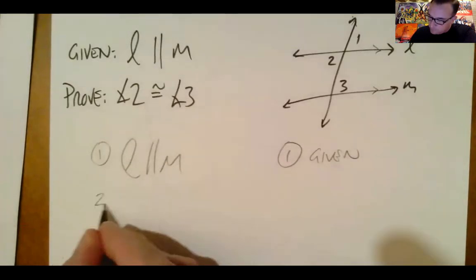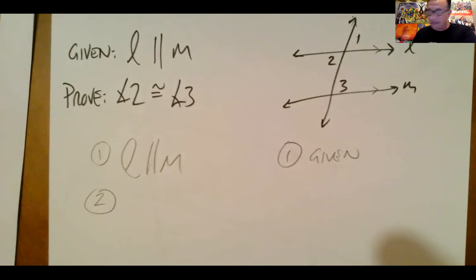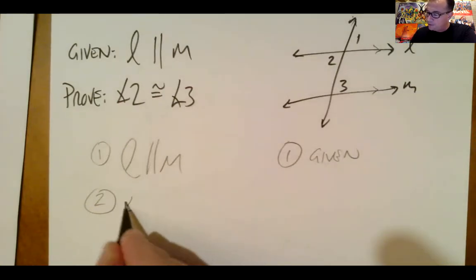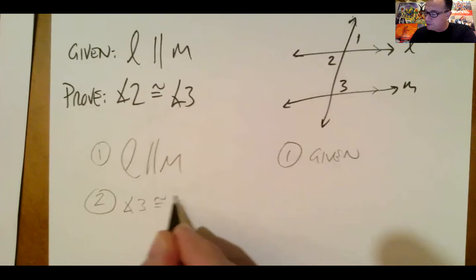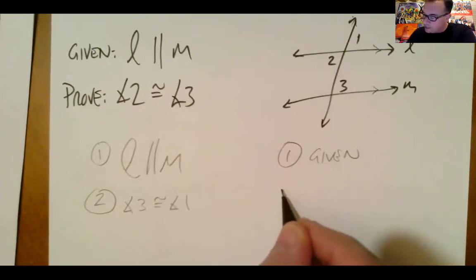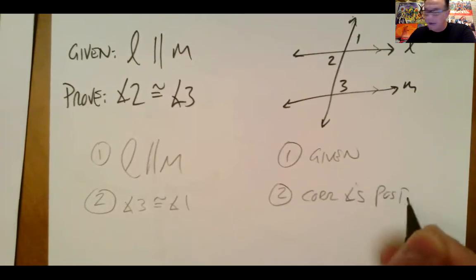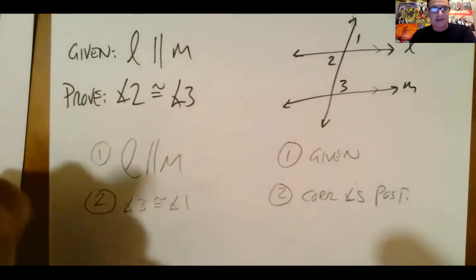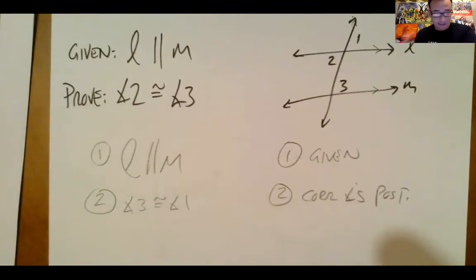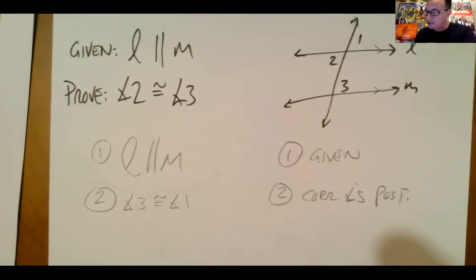Now, for part 2, because we know these are parallel lines, I know that corresponding angles are going to be congruent. So I'm going to say that angle 3 is congruent to angle 1, and the reason I know that is because of the corresponding angles postulate. The other thing I could say is that corresponding angles of parallel lines are congruent. I could say it that way and that would be fine.